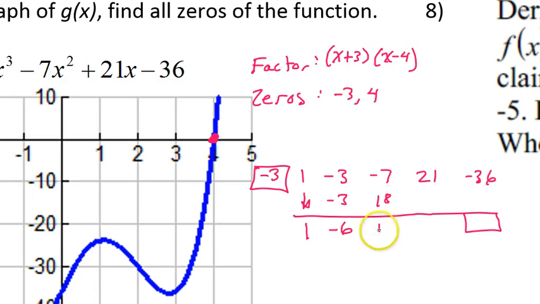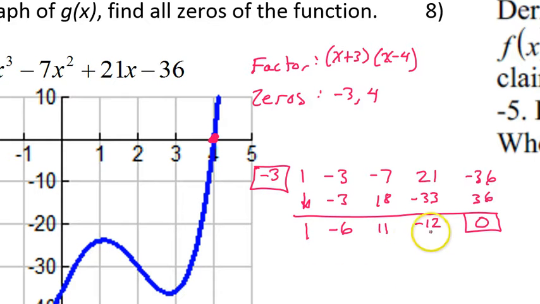18 and -7 make 11. 11 times -3 is -33. That's going to leave -12. Then -12 times -3 is positive 36, and I get 0, which we knew we would get. If you don't get 0, you know you're doing something wrong.